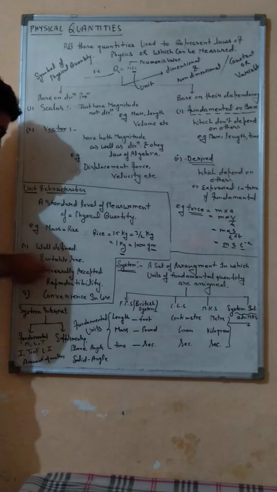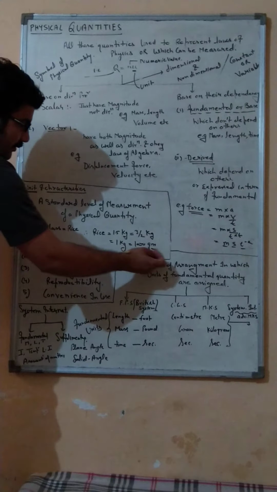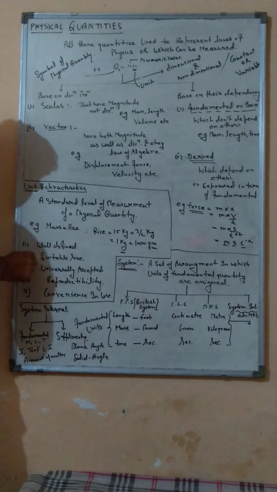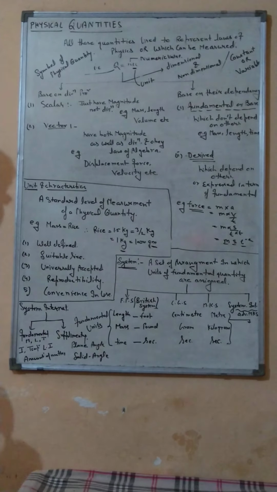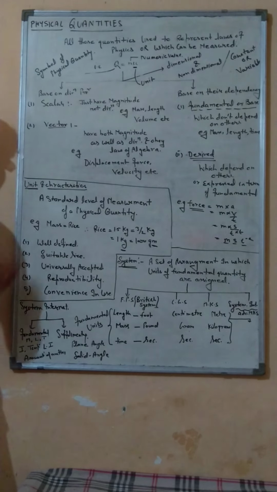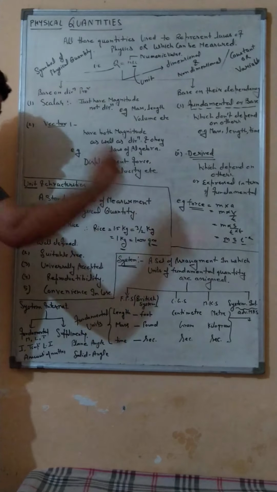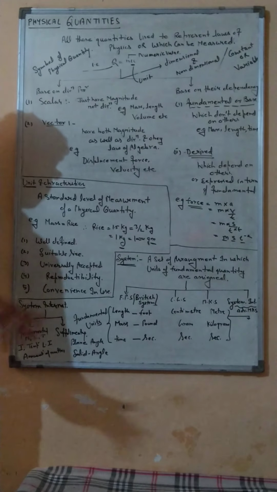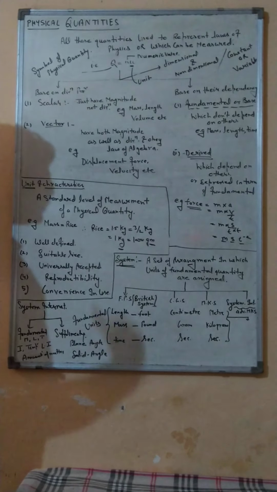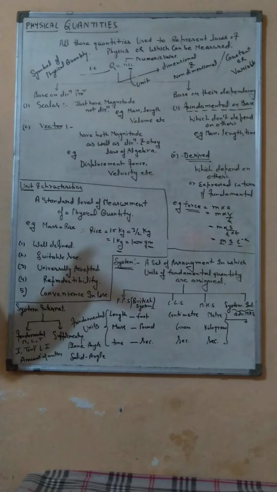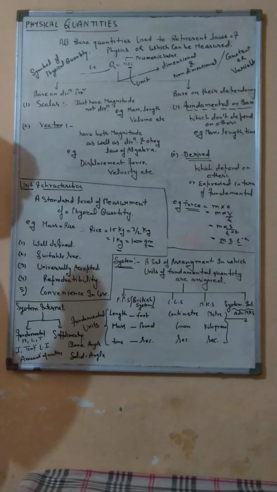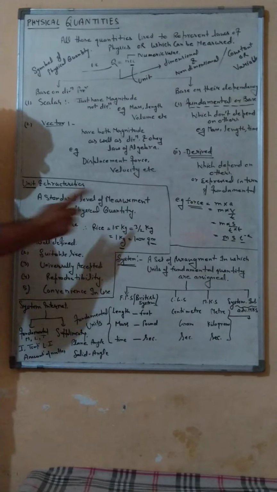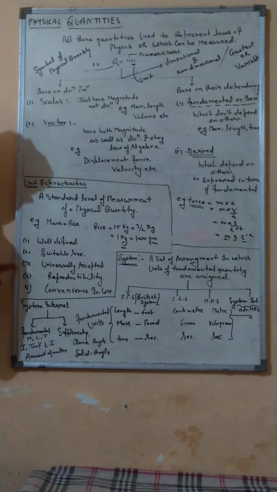Second, it should have a suitable size, because 1000 grams together make 1 kg. That's why we can say it is a suitable size. Third one is universally accepted, meaning the unit used for a particular physical quantity should be known all over the world, overseas, India, Pakistan, and all the other countries. There are 192 countries in our world, and every country knows what a kg is. These are the 3 main characteristics.